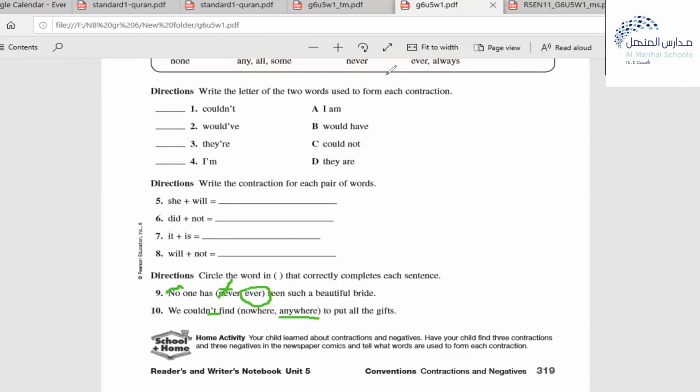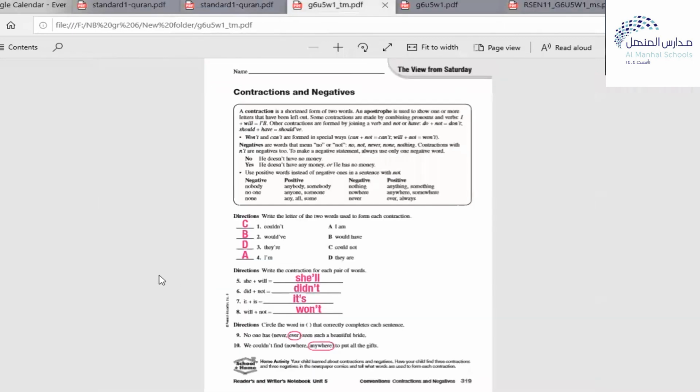Let me display it for you to see the answers. Good, that's it. So far so good. This is what we have for contractions and negatives.